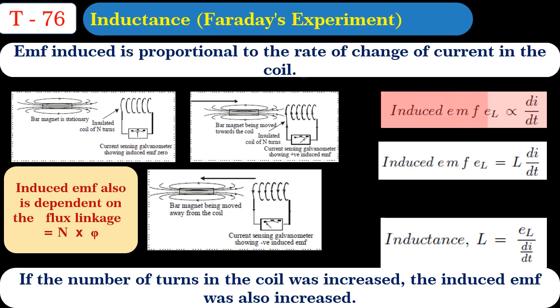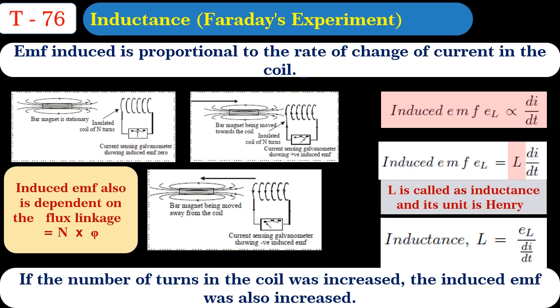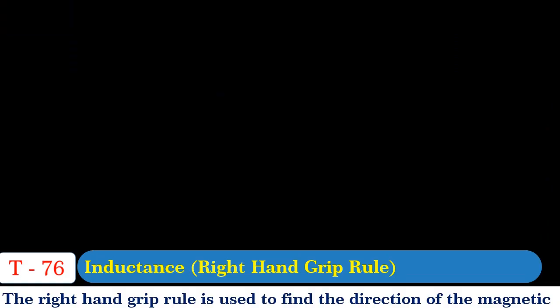Since EL is proportional to di by dt, we can write EL is equal to L into di by dt, where L, the proportionality constant, is called inductance and its unit is Henry. From the equation of EL, we see that L is equal to EL divided by di by dt, meaning inductance property will oppose the change in current.